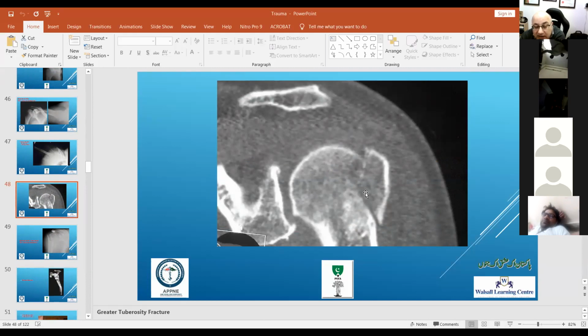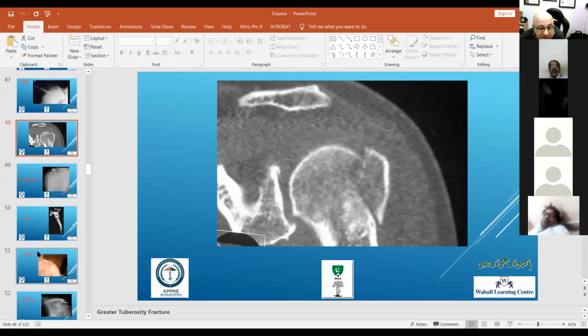However, you will have to treat the tuberosity fracture as a separate entity from the fractures around the proximal humerus because the supraspinatus is attached to it. It is not considered as a fracture, but it's considered as a malfunction of the supraspinatus tendon.